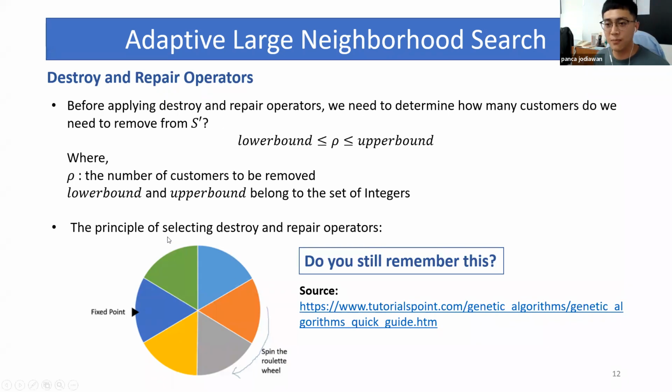Maybe there's another question. What is the probability of selecting each destroy and repair operator? In the beginning, we set it equally likely. So if you have 5 destroy operators, then each destroy operator will have 0.2 probability to be selected, because the summation of the probabilities should be 1. That's the short introduction to the principle of selecting the destroy and repair operators.